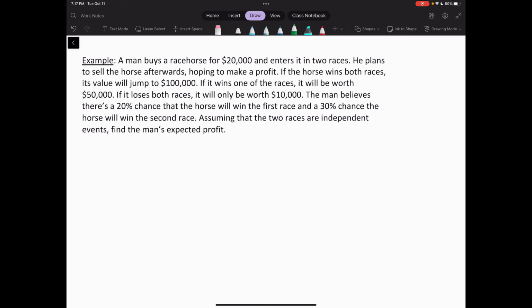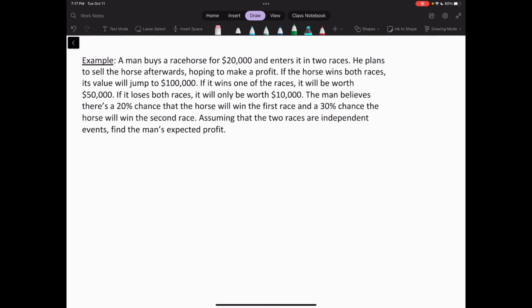If the man believes there's a 20% chance that the horse will win the first race and a 30% chance that the horse will win the second race, assuming the 2 races are independent, we are to find his expected profit.